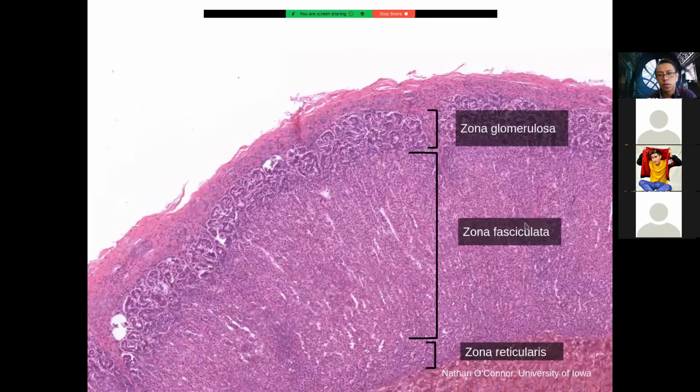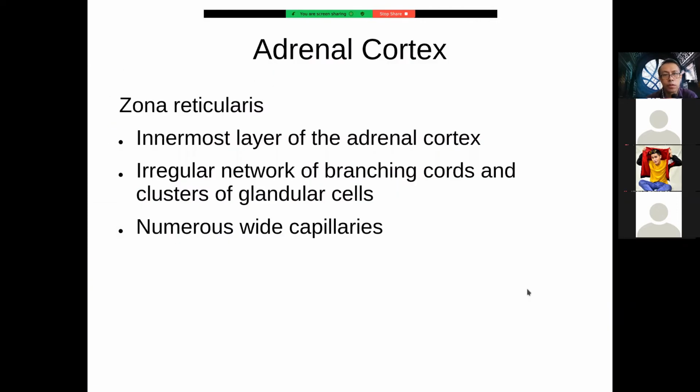Okay, so the zona fasciculata is the string of pearls, and the pearls that have dropped on the floor are your zona reticularis. The zona reticularis is also easy because it's the last layer of the cortex of the adrenal gland, and it's like you dropped the pearls on the floor. So irregular branching cords and clusters, much like the zona glomerulosa, and of course the requisite blood supply.